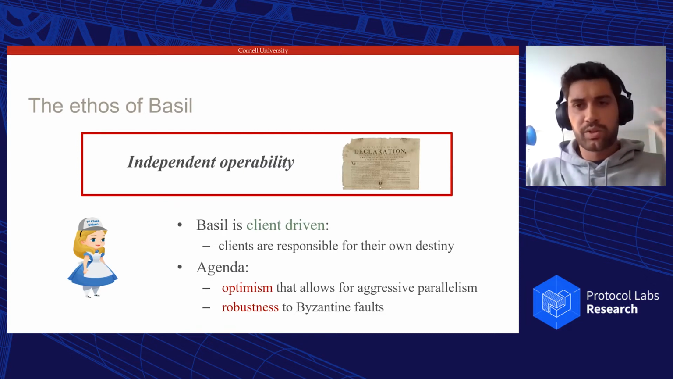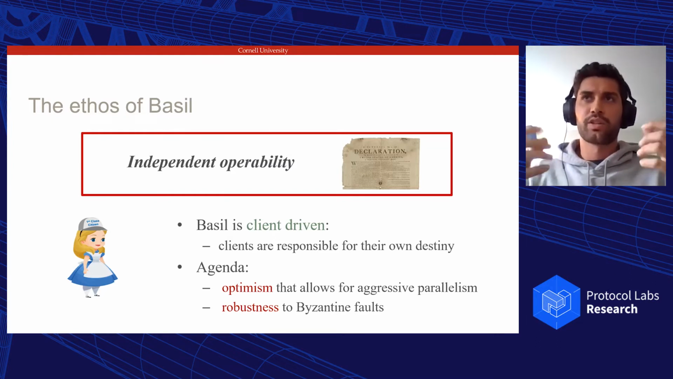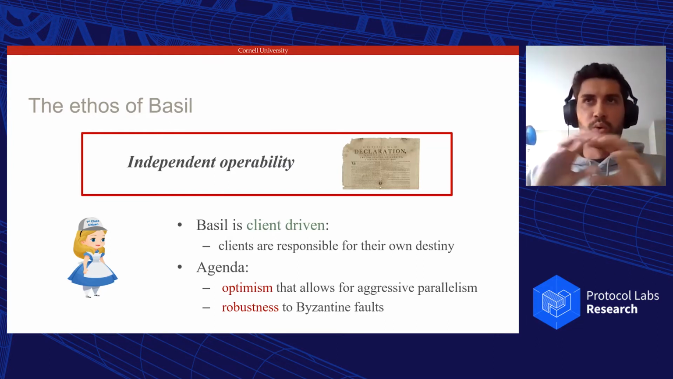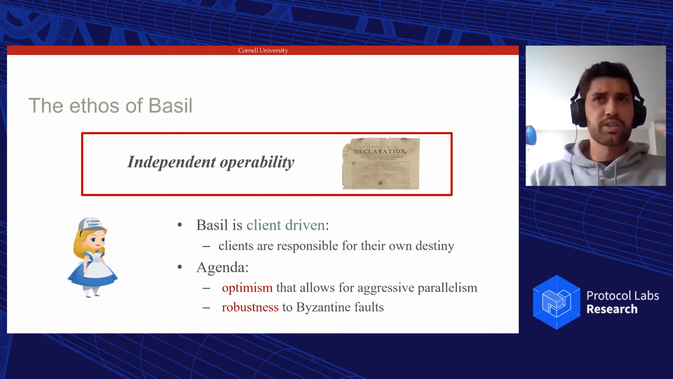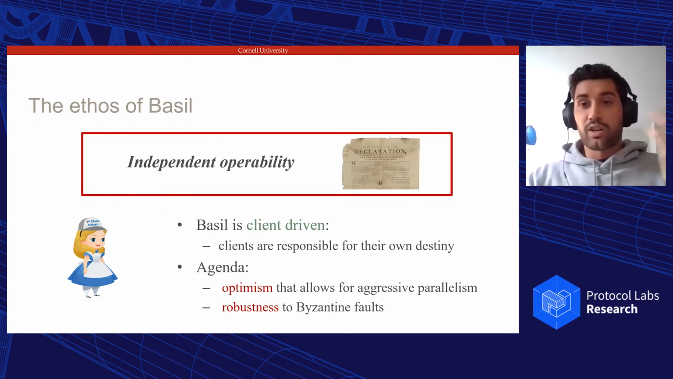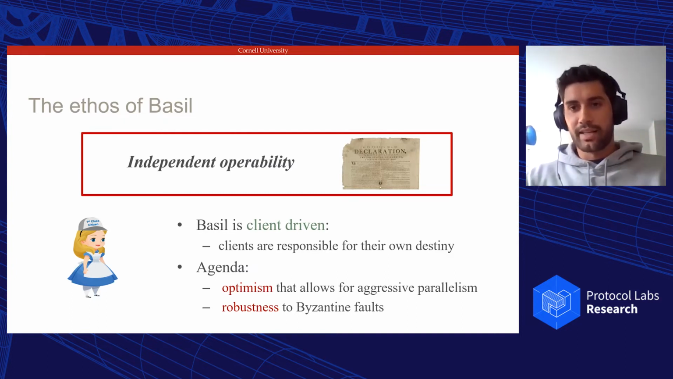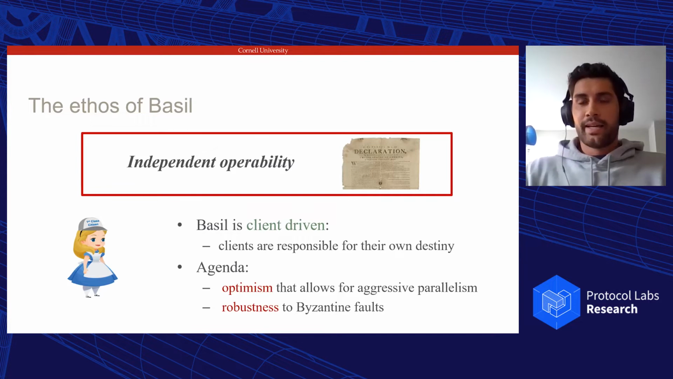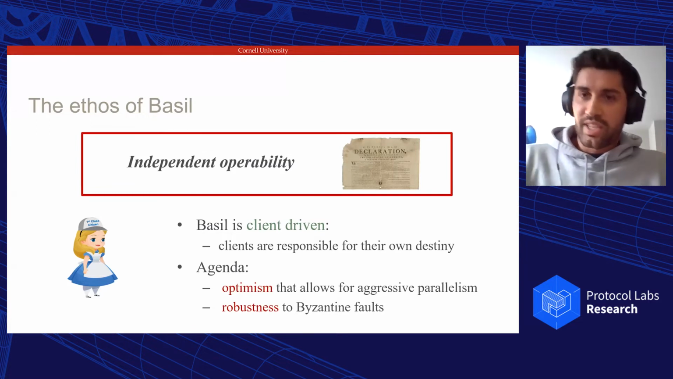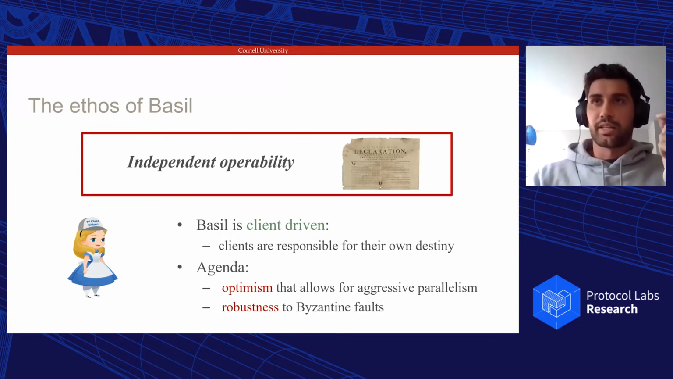So in Basil, we adopt a client-driven approach in which each client drives its own transaction processing and is responsible for its own progress. And as part of that design, we try to strike a balance between optimism that allows for aggressive parallelism, but still have robustness to failures. Right? It's not hard to imagine that by empowering also Byzantine clients and letting them be optimistic, that's a slippery slope, and doing so safely and robustly is the main challenge in Basil.